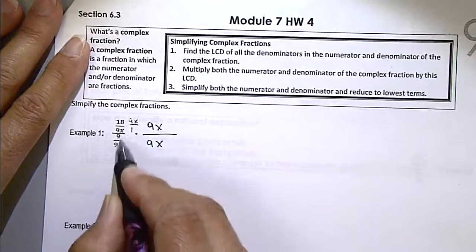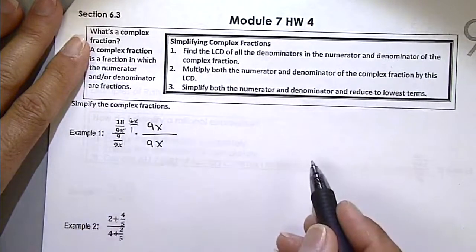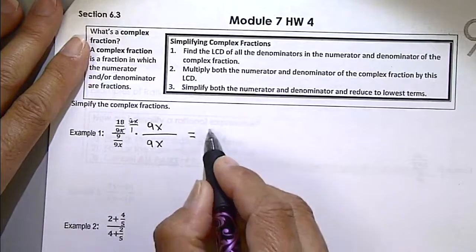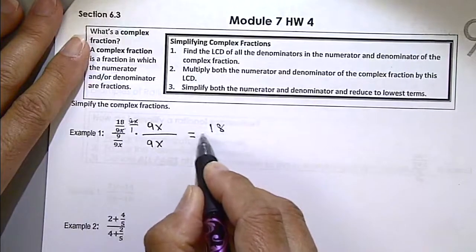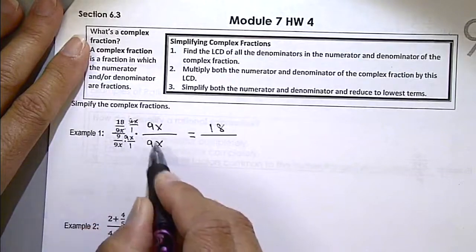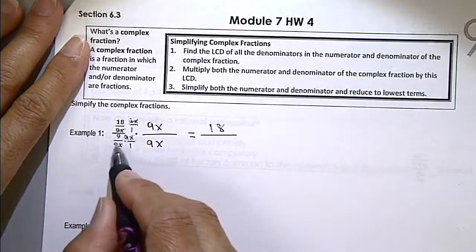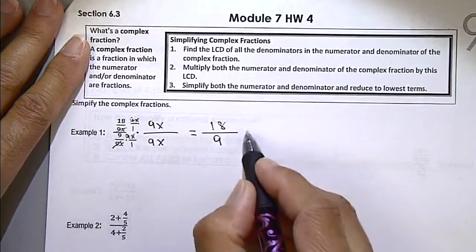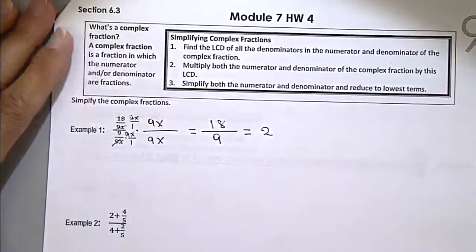9x over 1. These two cancel, don't they? And I end up with 18. This is really times 9x over 1, isn't it? I mean, it's a whole number. And these two cancel, and I end up with 9. And now I have 18 divided by 9, and that is 2.